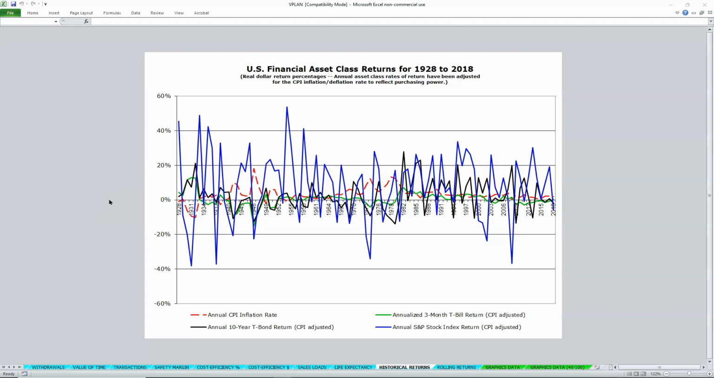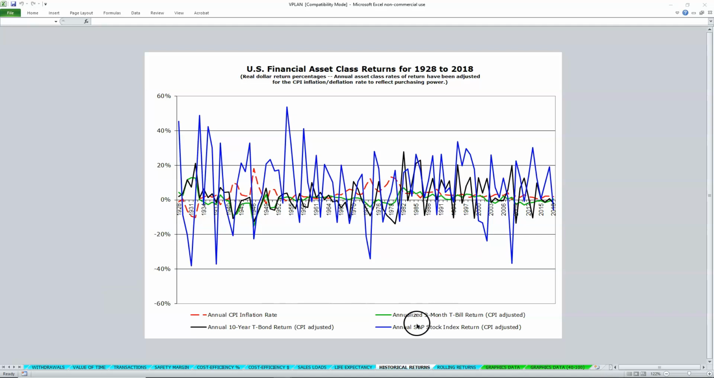The 90-year compounded annual 3-month U.S. Treasury bill return has been 0.44% with inflation removed. The solid black line here is the annual return on bonds based on the historical 10-year U.S. Treasury bond return. The 90-year compounded annual 10-year U.S. Treasury bond return has been 2.6% with inflation removed.